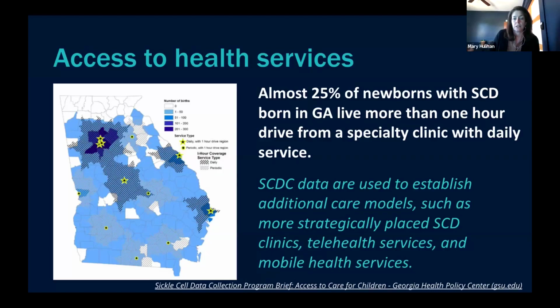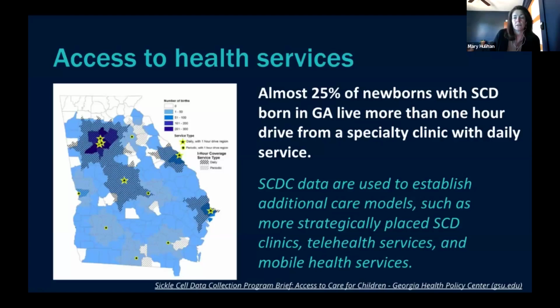You'll see yellow stars. Those are clinics that provide care on a daily basis. And then there's also yellow circles, and those are clinics that provide care on a more periodic basis, so that might be weekly or monthly. Then the Georgia team looked at how many children in the state live more than 1 hour drive from a sickle cell clinic, and that's what you see represented by the gray lines on the map. So the take-home message here is that there are a lot of children with sickle cell disease living in the state of Georgia that live more than a 1 hour drive from the closest sickle cell disease specialist.